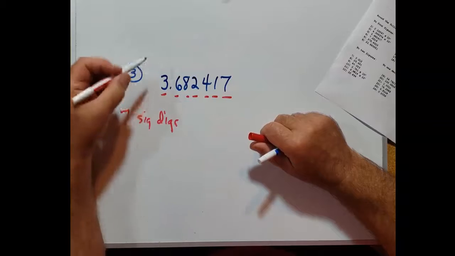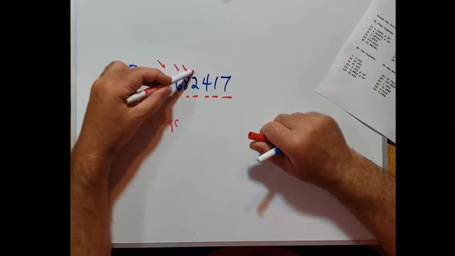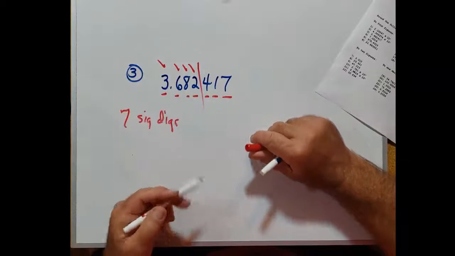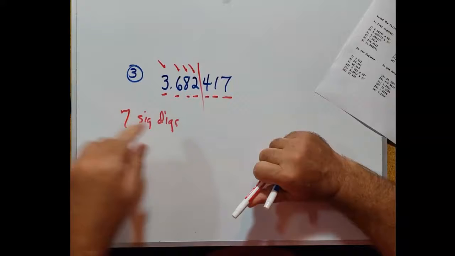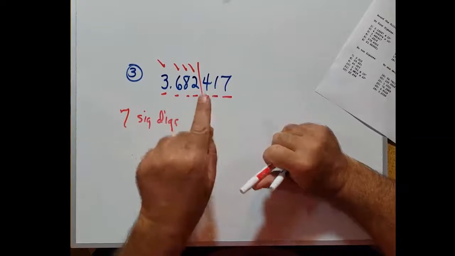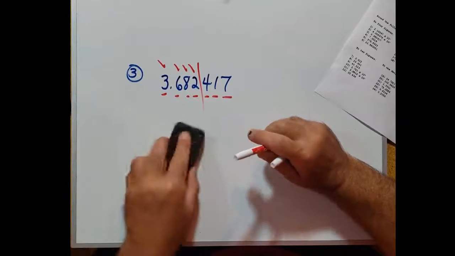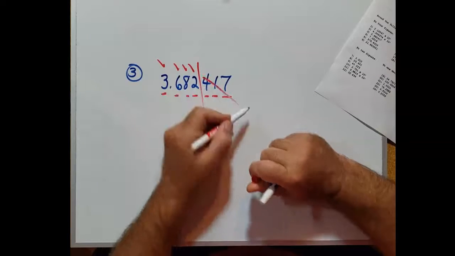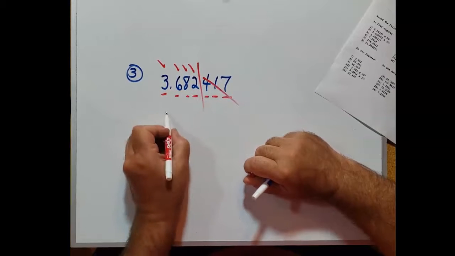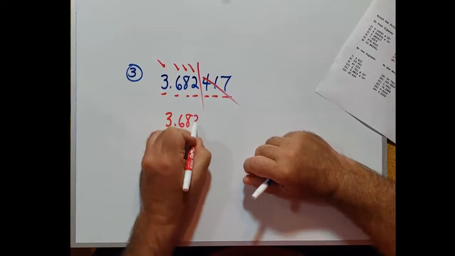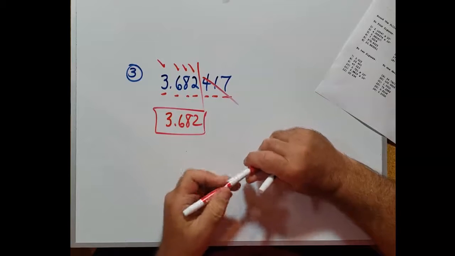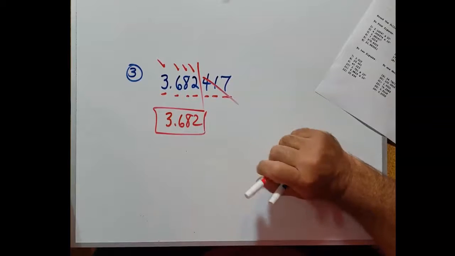We only want the first four. 1, 2, 3, 4. So we're going to cut it off here. Again, this is rounding rule 1, 0, 1, 2, 3, 4. We round down. So, in fact, we'll just get rid of those. The 2 remains a 2, so it'd be 3.682 would be the answer to number 3. All right.